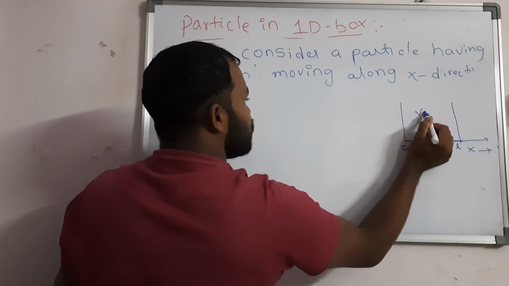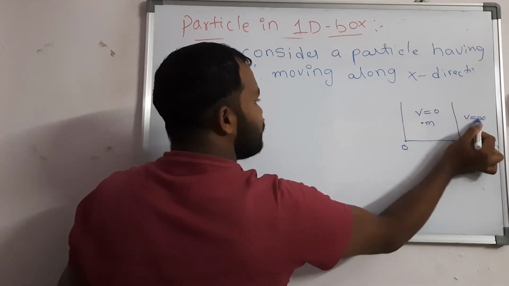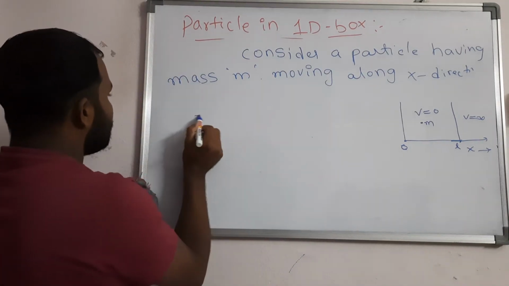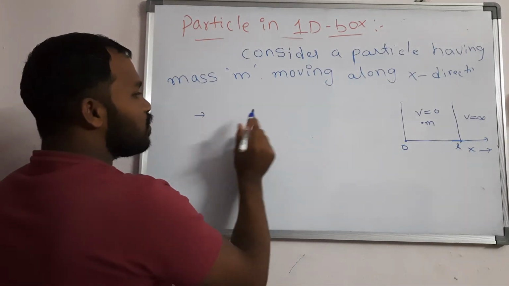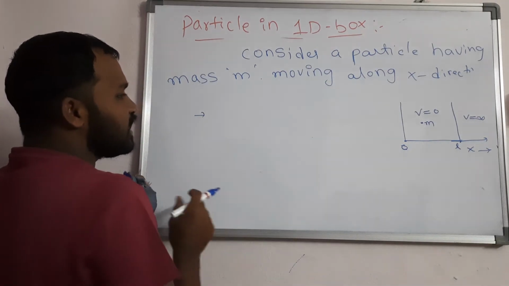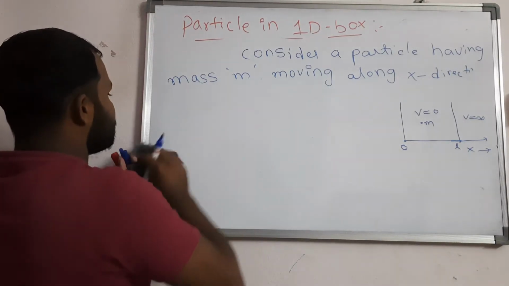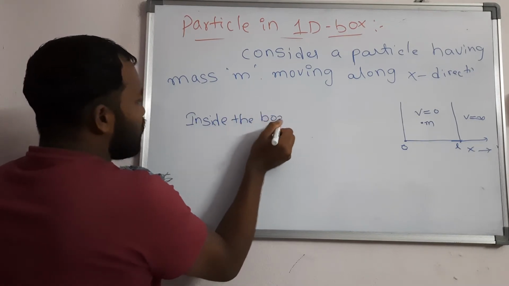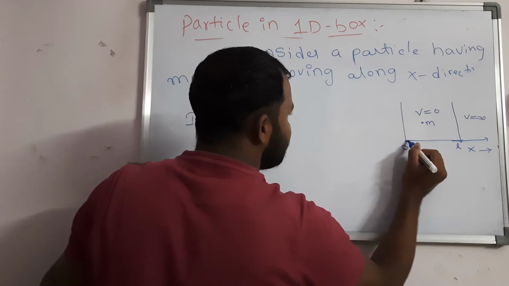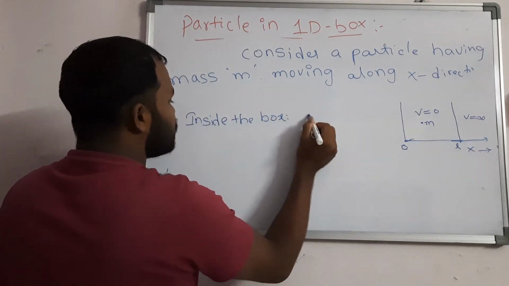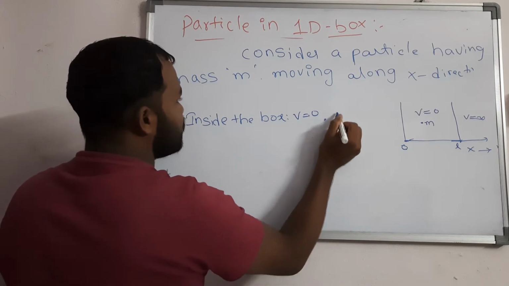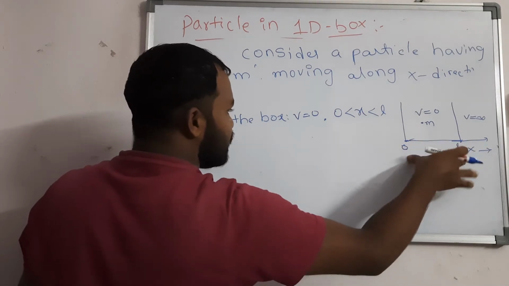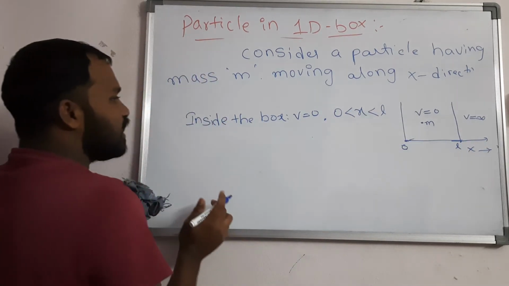Inside the box the potential is 0, outside the box the potential is infinity. You should write: for the particle inside the box, the potential is 0; for the particle outside the box, the potential is taken as infinity. Inside the box means in between 0 and L. That means inside the box the potential V is equal to 0, with limits 0 less than x less than L. The x value is in between 0 and L.